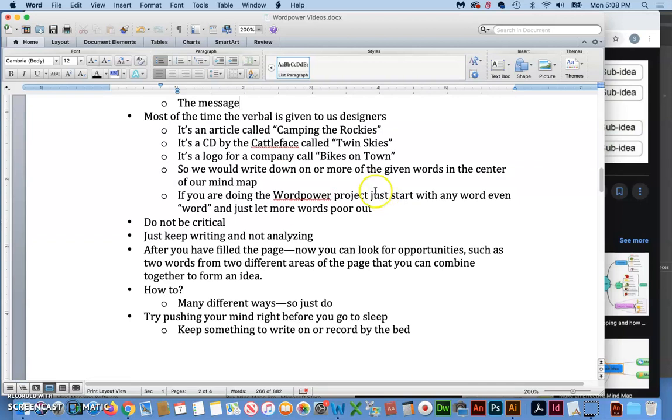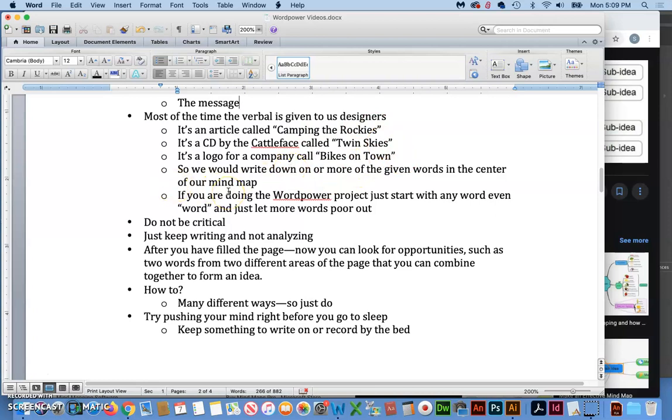So what word or phrase you decide to put in the middle really depends on what you're doing. If you have this article called Camping the Rockies, you'd probably start with Rockies in the middle, and then maybe put camping next to it, and then just start thinking of every word that reminds you of the Rockies and keep branching off of there, and then go back to camping that you'd put over here and start thinking of every word you can to go with camping, and then all the other words.